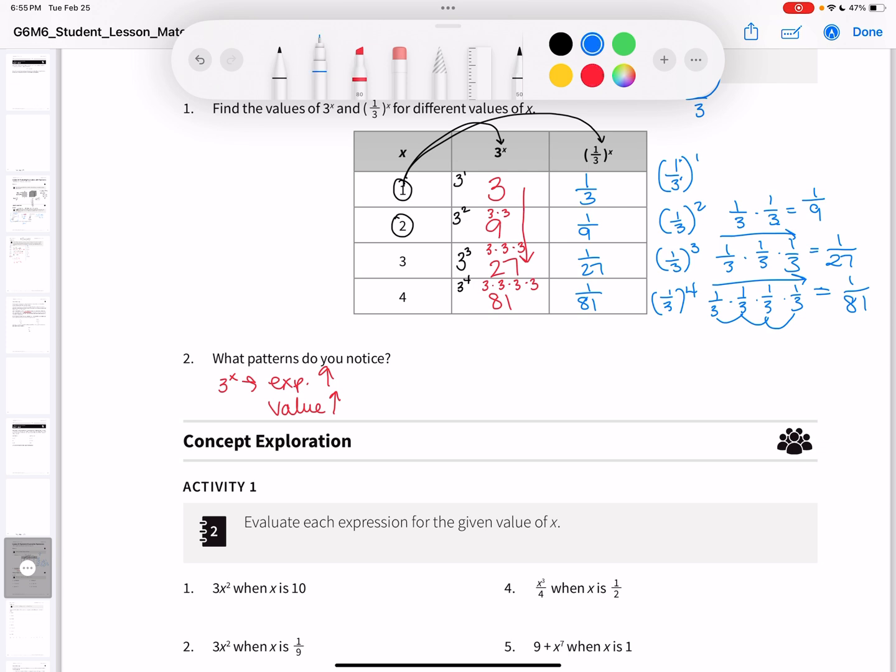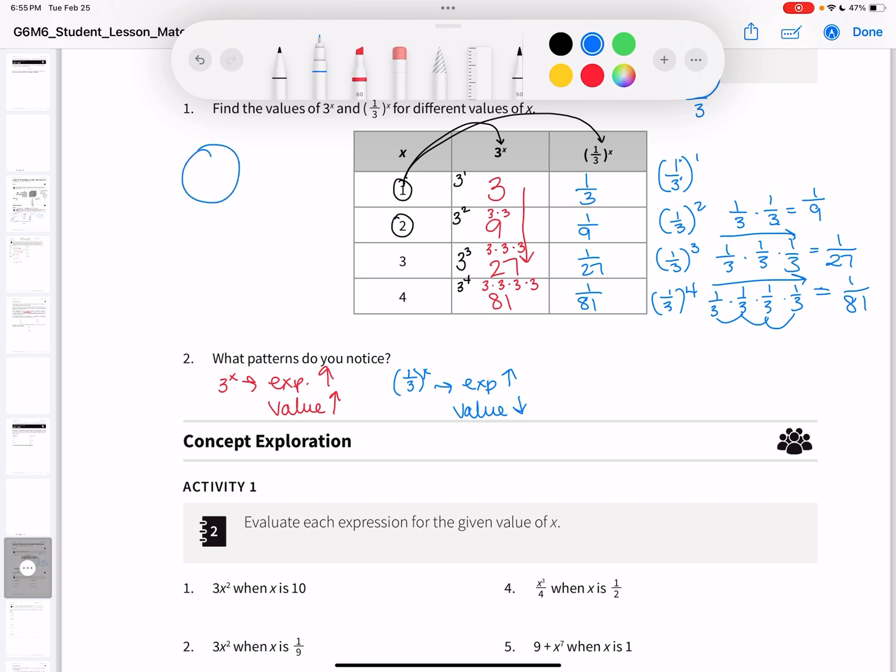For our 1/3 to the power of x, as our exponent increases, our value actually decreases. It goes down because 1/3 is larger than 1/9, which is larger than 1/27.